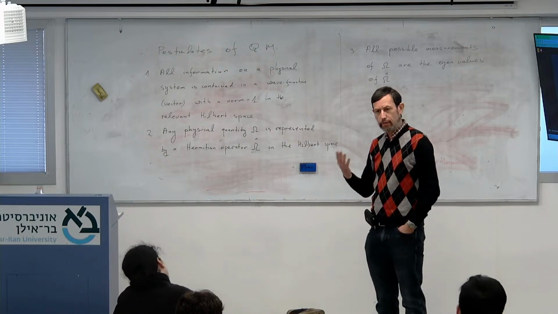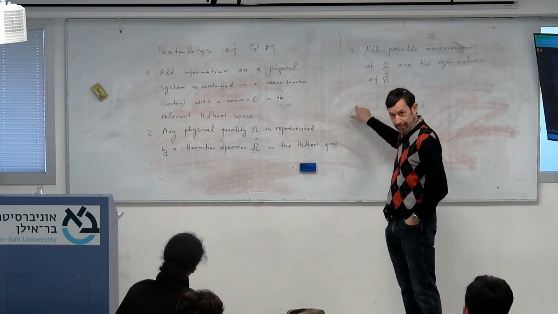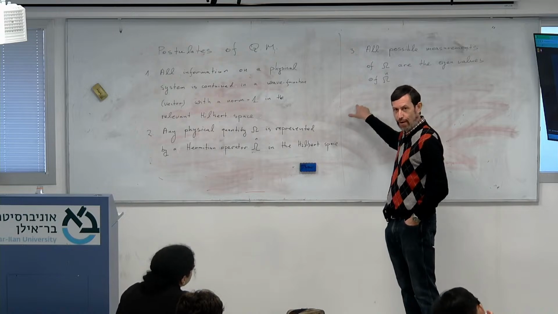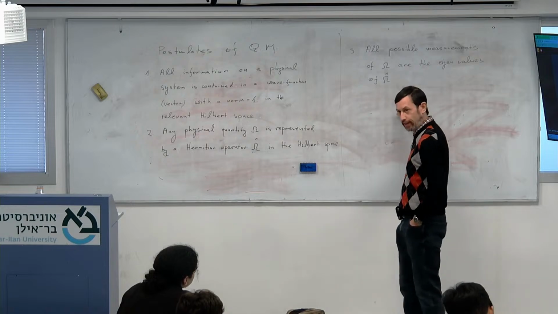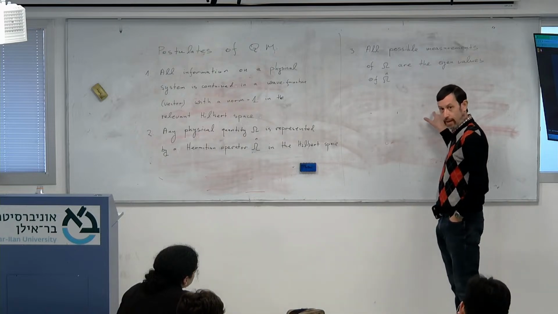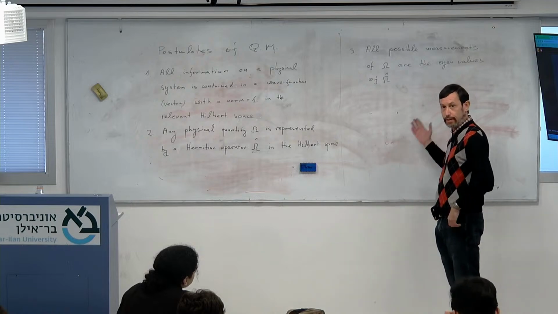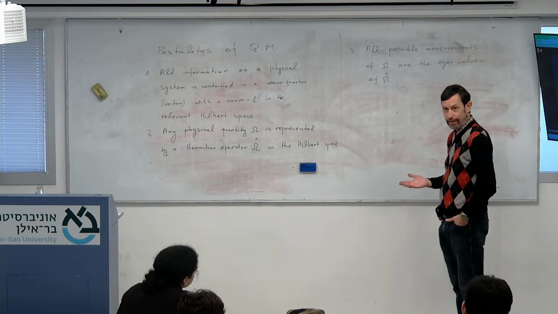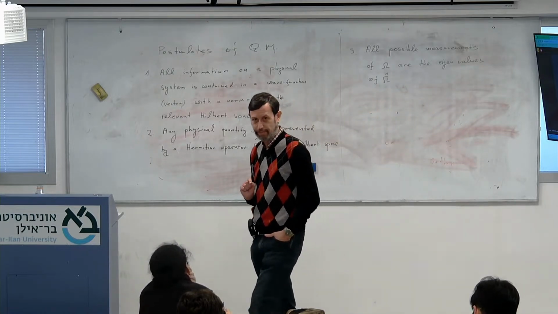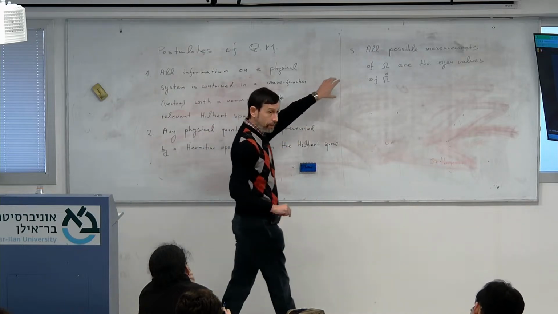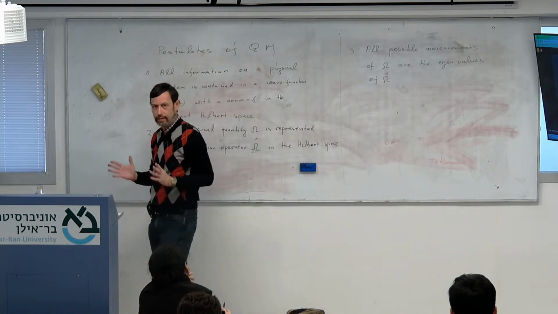Position has eigenvalues, which are specific positions. Therefore, when you measure where a particle hits a screen, you measure it here or here or here or here. You calculate the probability, you get the wave function squared. You perform the measurement at a particular point. And that's hidden in this statement, which is very, very unintuitive.